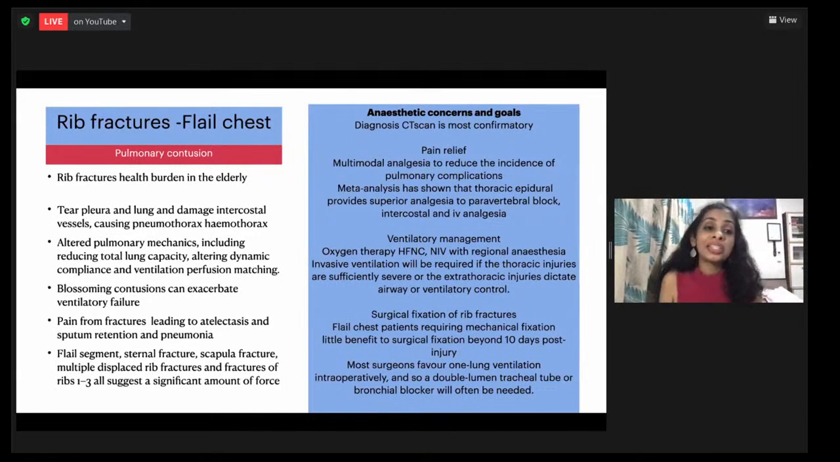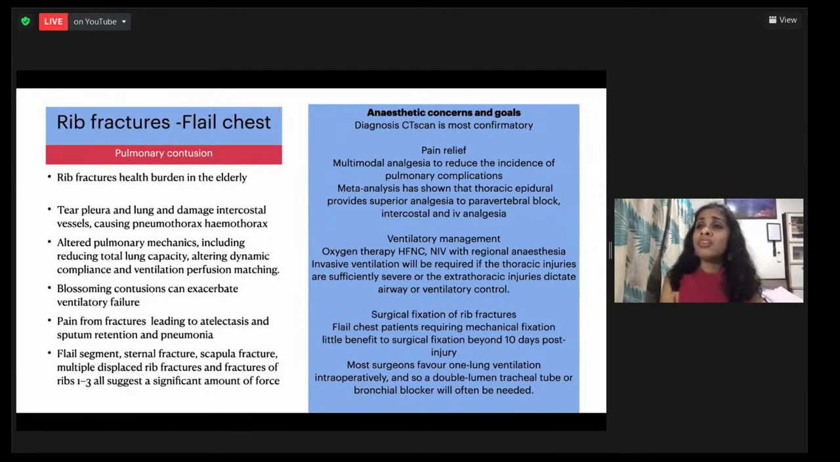Now, my last injury, which is the rib fracture. This is the most common injury. Rib fractures can be multiple. It can cause flail chest, where there are multiple rib fractures with more than two fractures per rib, causing complete paradoxical breathing. Rib fractures can cause tears of the pleura and the lung and damage the intercostal vessels, so the patient can come with pneumothorax or hemothorax.